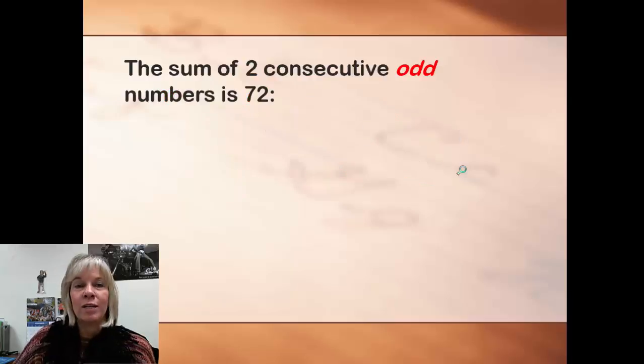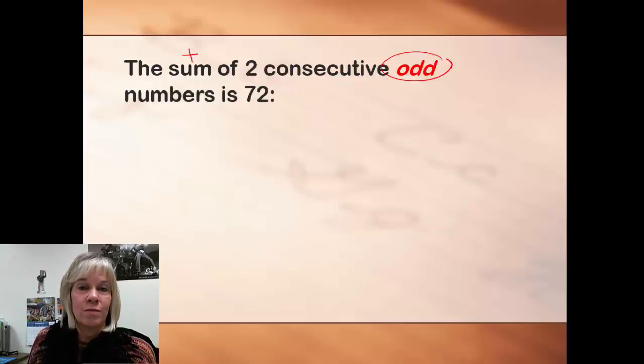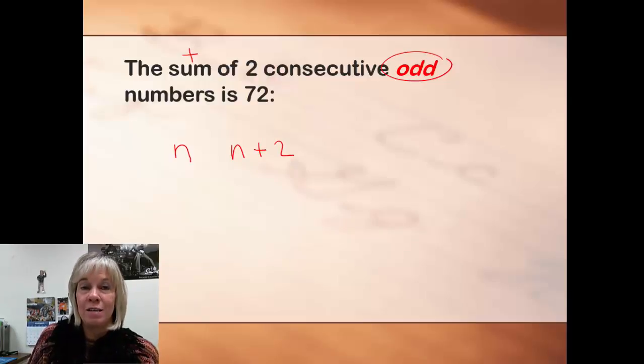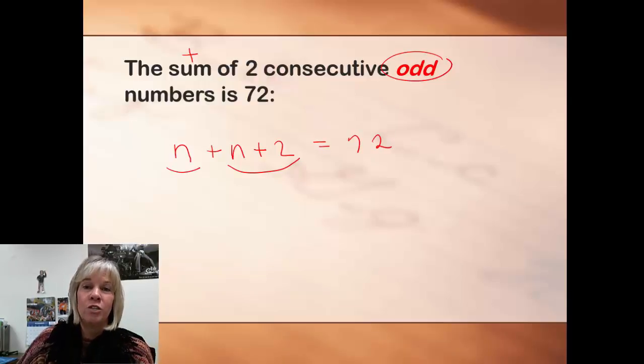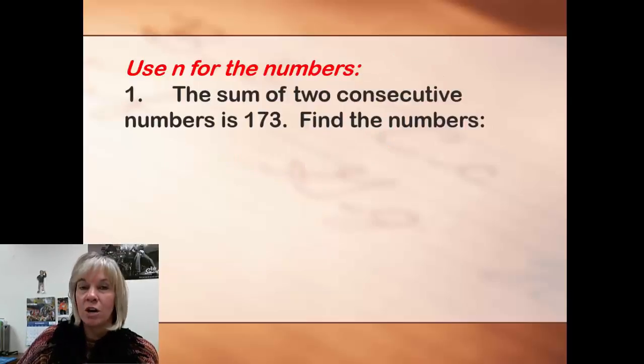Okay, so let's try one like this. The sum, okay, we're going to add two consecutive odd numbers. Okay, remember your starting point is always n. Your next odd number would be what? Remember how to do the even and odd, n plus 2. Okay, so we're going to add these. So I'm going to add n and n plus 2 equals our answer 72. Now go ahead and solve your equation now that you've got it. Writing the equation is the hard part. Solving it should be the easy part.